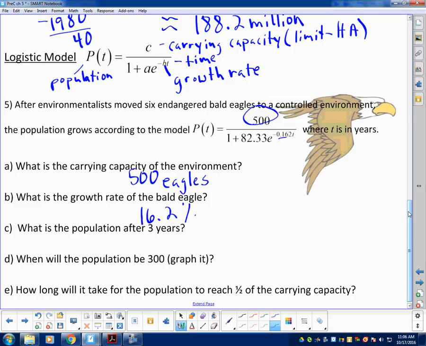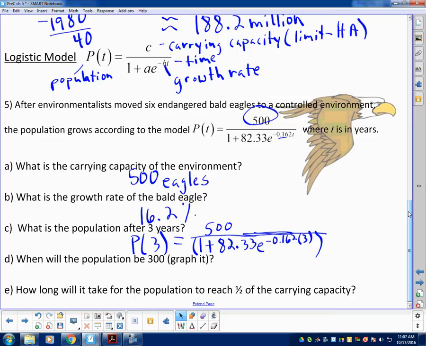So we might want to show how that is done on the calculator. Go ahead and pull out your calculator. Actually, I think we did this before, right? 500 over. Be sure to put parentheses around the bottom if you're in the classic mode here. 1 plus 82.33 e to the, also you'll have to put parentheses around the power as well, negative 0.162, and then we're going to put in 3. So on the classic mode, you'll have parentheses around the whole thing you're dividing by, and then also parentheses around the whole power that you're taking e to. So go ahead and plug that into your calculator.